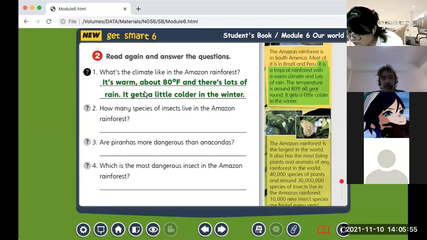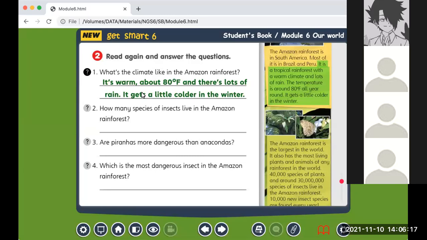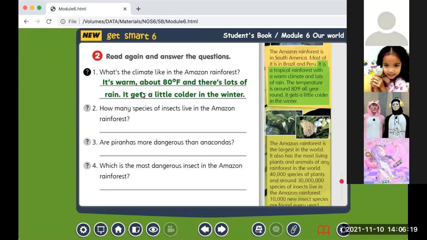Okay, number 2. How many species of insects live in the Amazon rainforest? Can I ask San, number 11? San, are you there? Yes. Number 2, please turn on your mic. My mic isn't working. All right, fine. How many species of insects live in the Amazon rainforest?